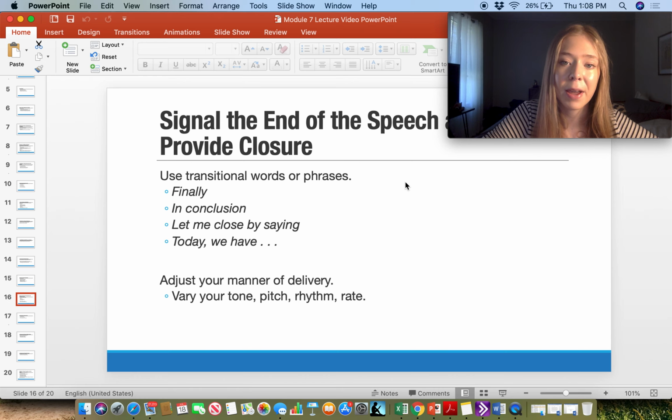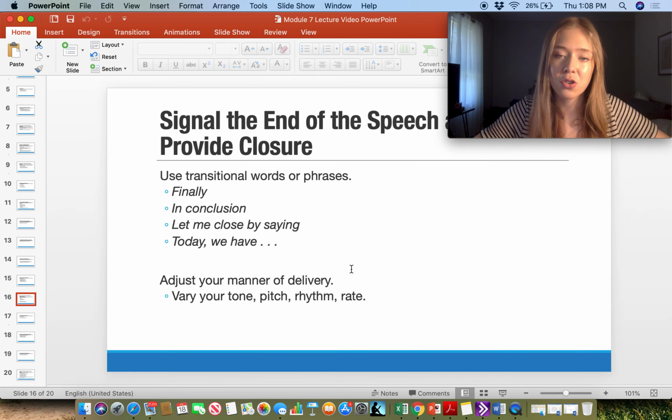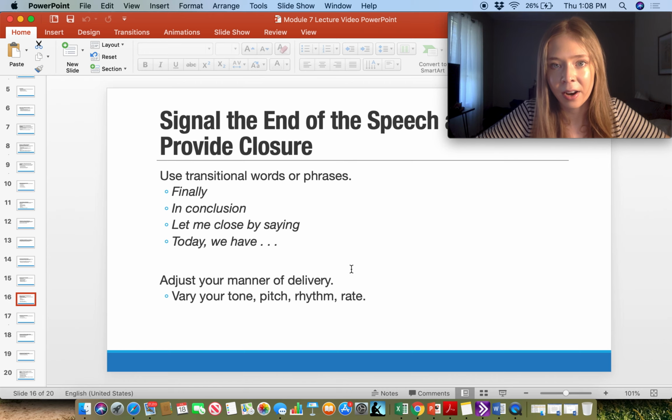You can adjust the manner of your delivery. You can slow down to signal the end of your speech. You can adjust your tone, pitch, rhythm, rate. This part is not as important to me, I do not think, because if you use really distinct transition words, you should be able to signal to the audience that you have organized a clear speech. This is just to really, again, emphasize and hone in on those rhetorical devices such as ethos, pathos, and logos.